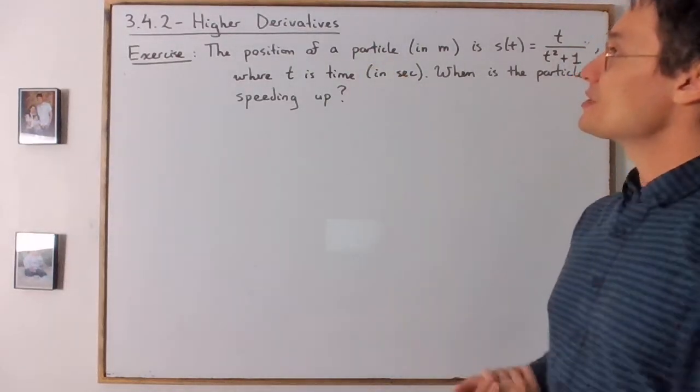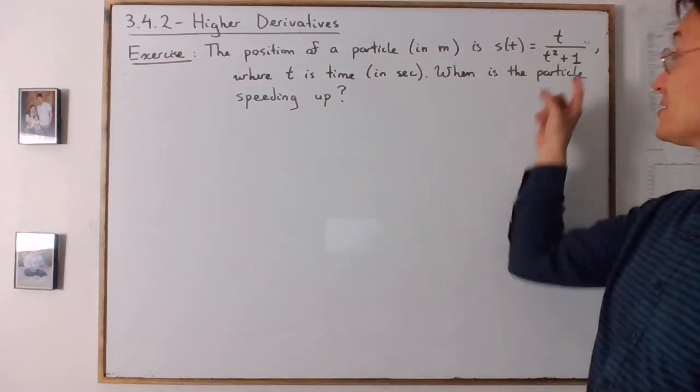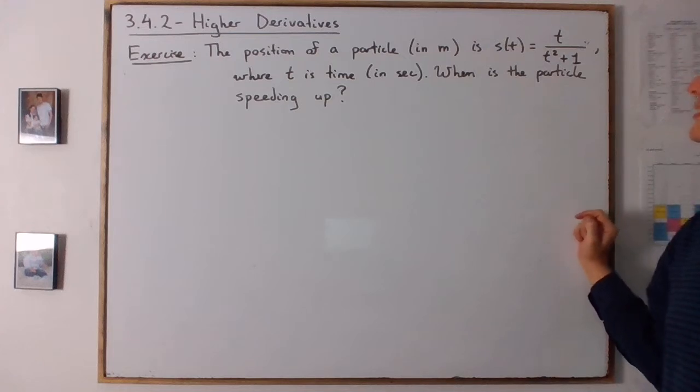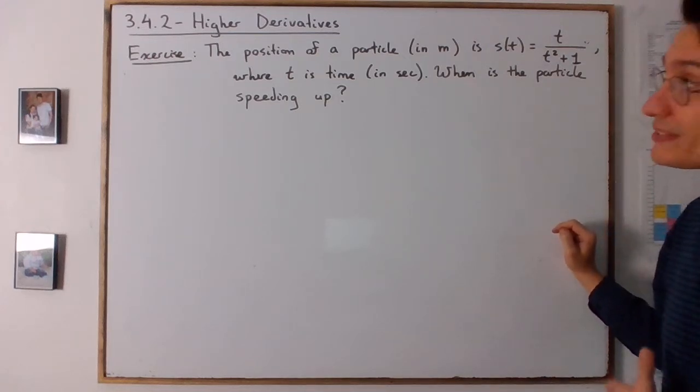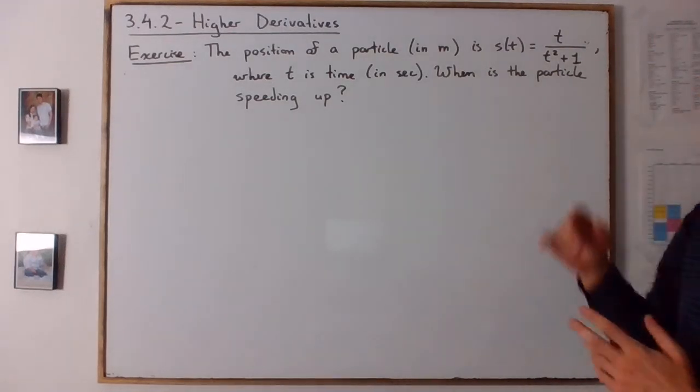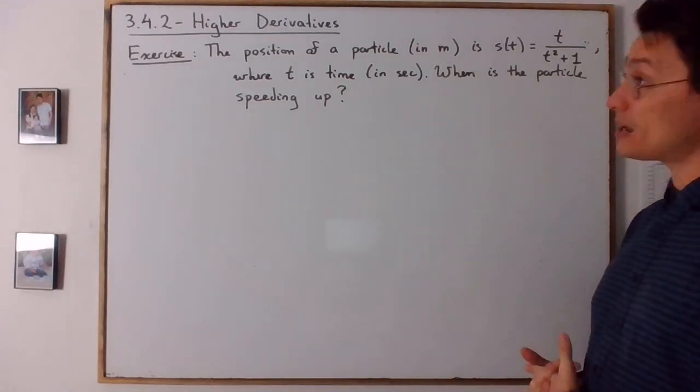So here it is. The position of a particle in meters is given by this position function, t over t squared plus 1, where t is time in seconds. And we are asked, when is the particle speeding up?